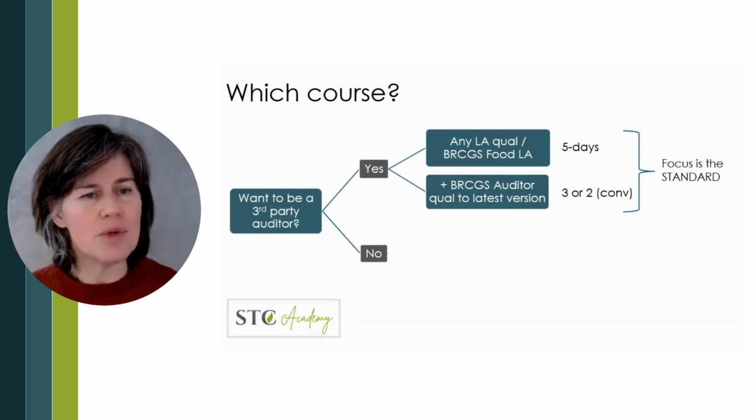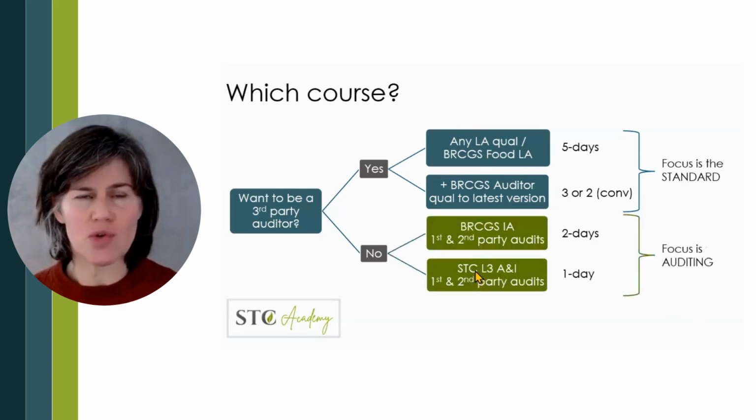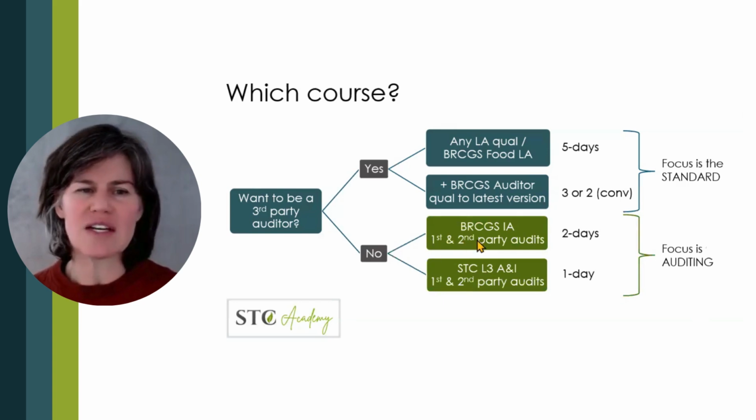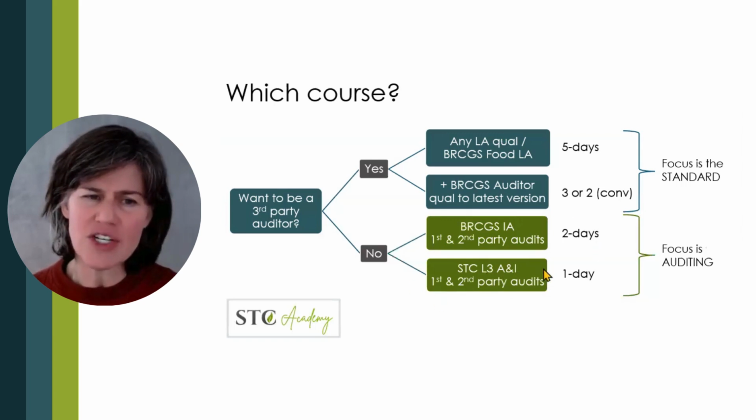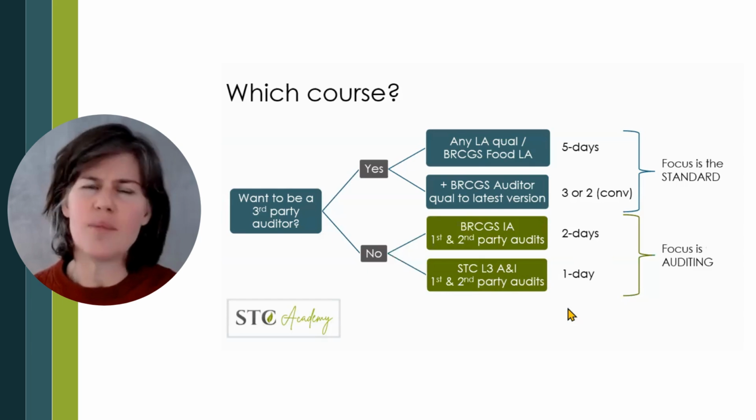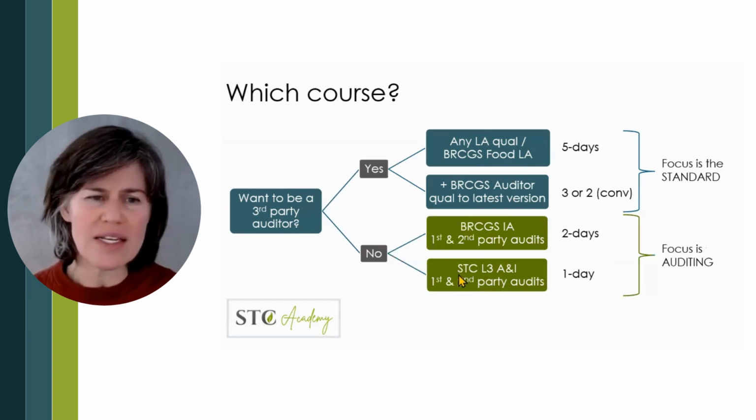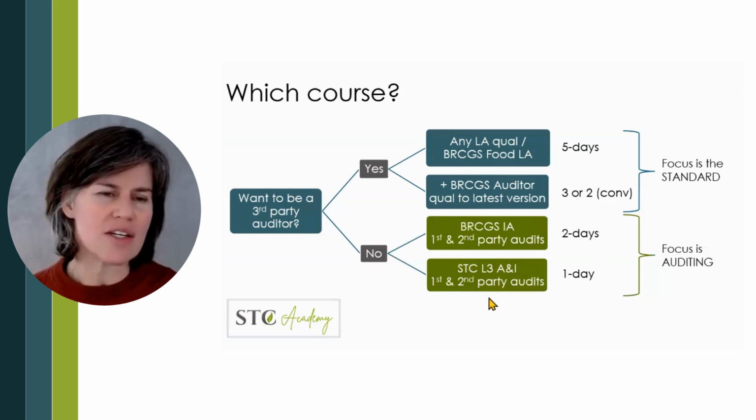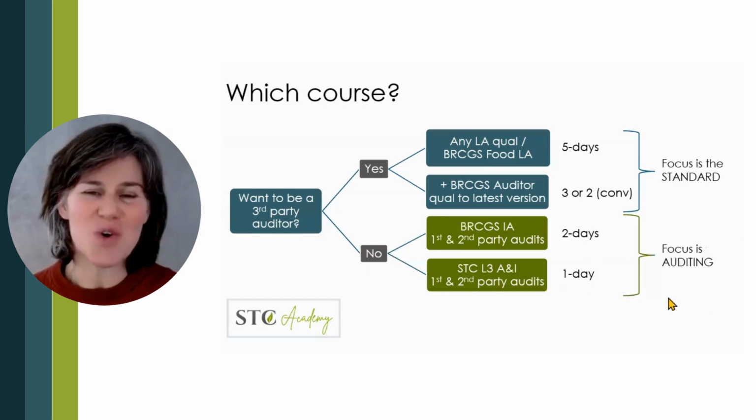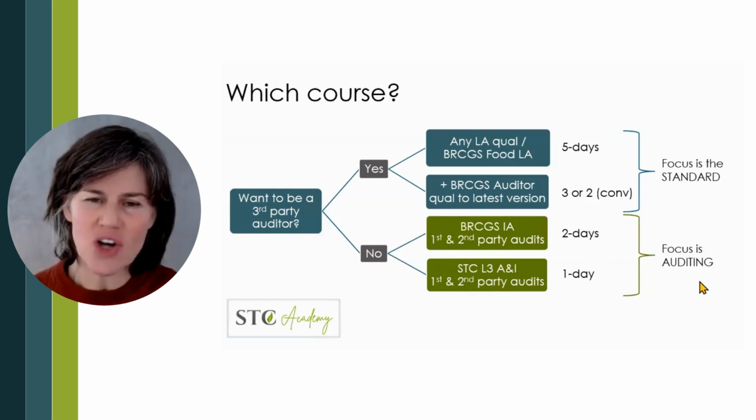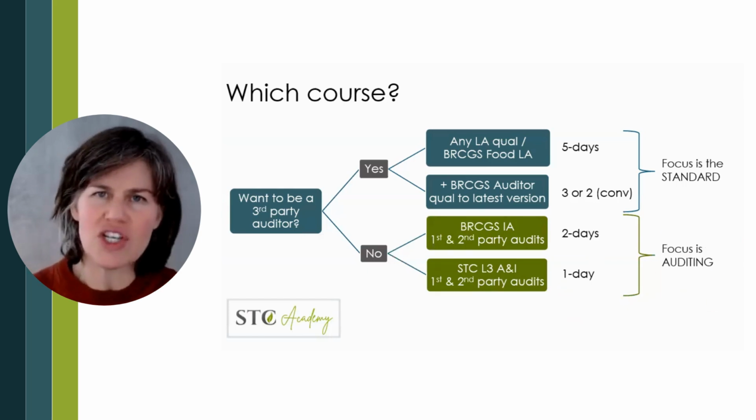Okay, moving on. If you are not looking to become a third-party auditor, perhaps you want to do first or second party auditing, then these are the 2 courses that would best suit you. The BRC Internal Auditor course is a 2-day course, and the STC Level 3 Auditing and Inspection course is a 1-day course. They are both fantastic courses. Our STC Level 3 course covers all the GFSI requirements, so you can be sure that you would be up to date on the best methodologies of conducting audits. And you can see that's exactly what we're saying here. The focus is on the framework or the methodology of how to audit.